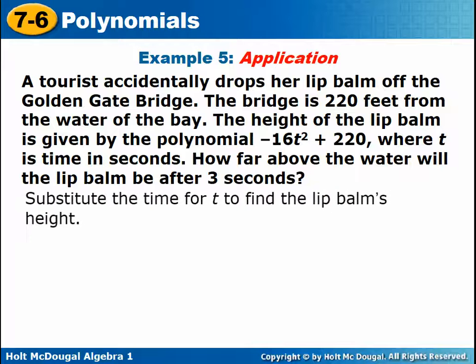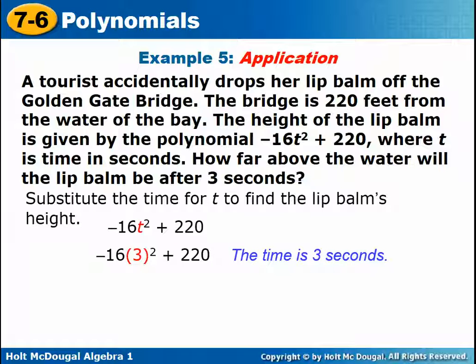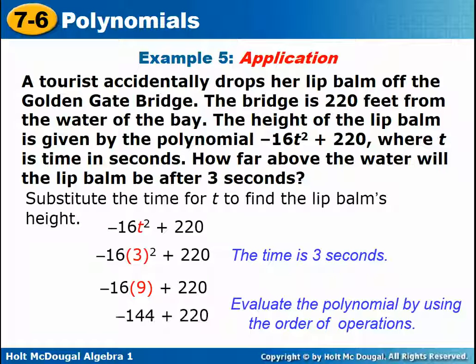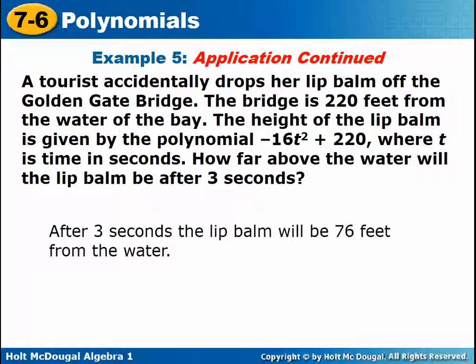All we have to do here is substitute t equals 3 into that polynomial and simplify it. So we put the 3 in, and then we follow our order of operations, and we would square that and get 9. So we'd have negative 16 times 9 plus 220, then take negative 16 times 9, which is negative 144, plus 220, and we'll find 76. So the question was, how far above the water will the lip balm be after 3 seconds? And we found that it will be 76 feet from the water.